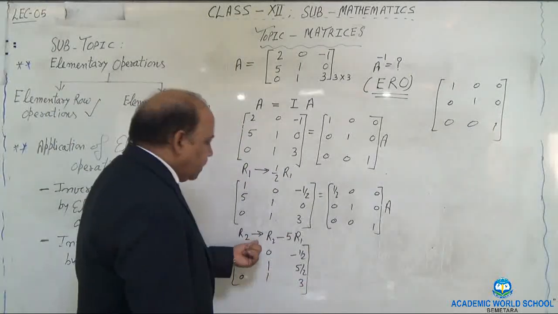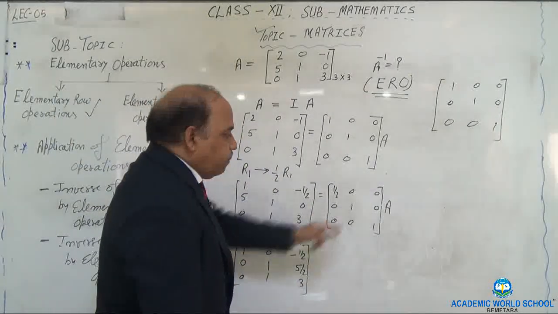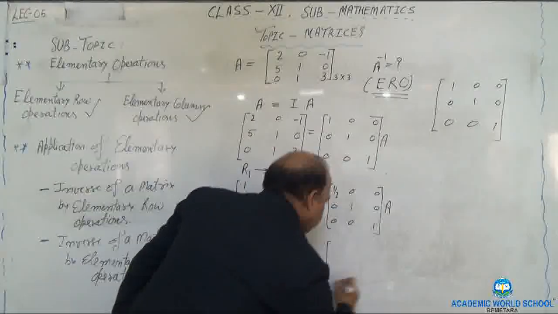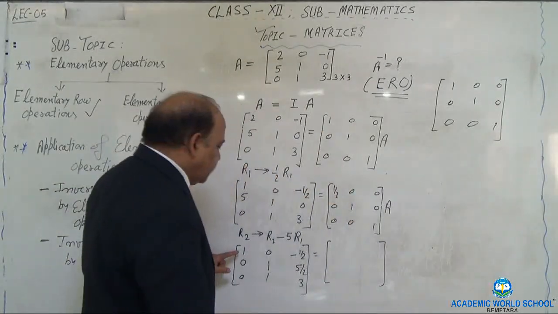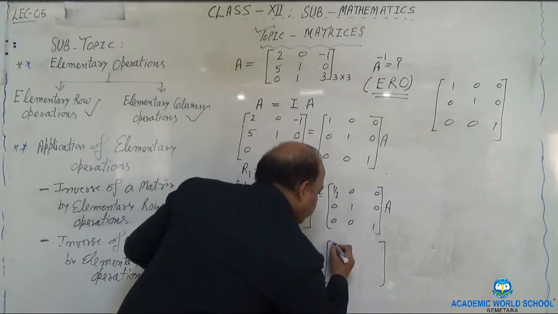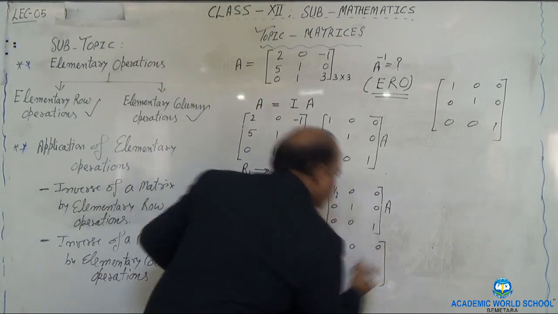What will happen to this? Whatever you have done, same thing you need to apply over here. So let's do that here. As we said, no change in R1. Write down the elements of R1: 1 by 2, 0, 0.